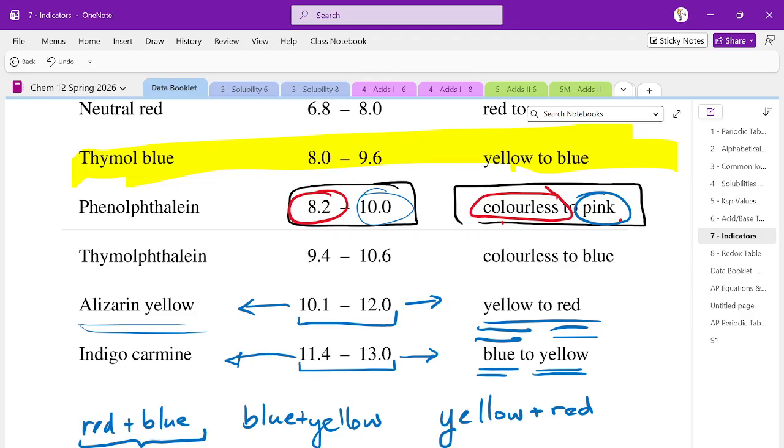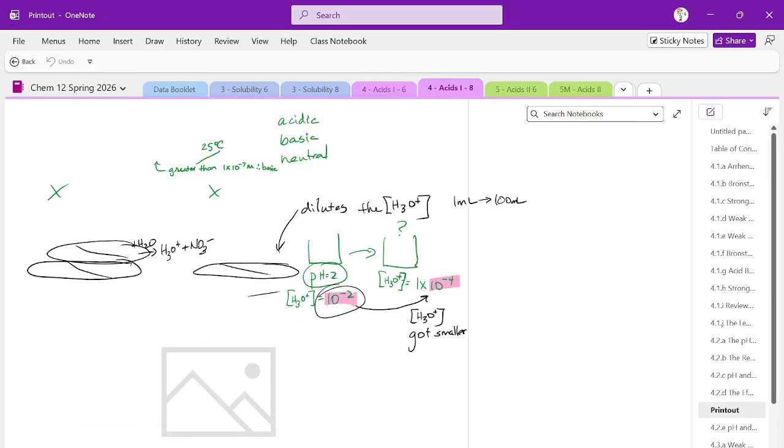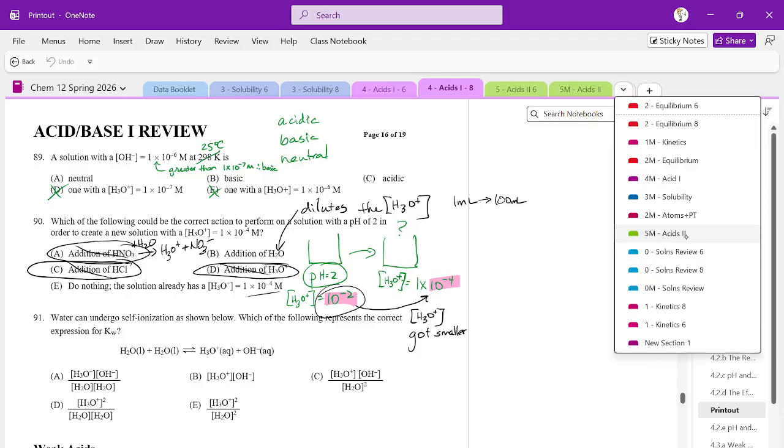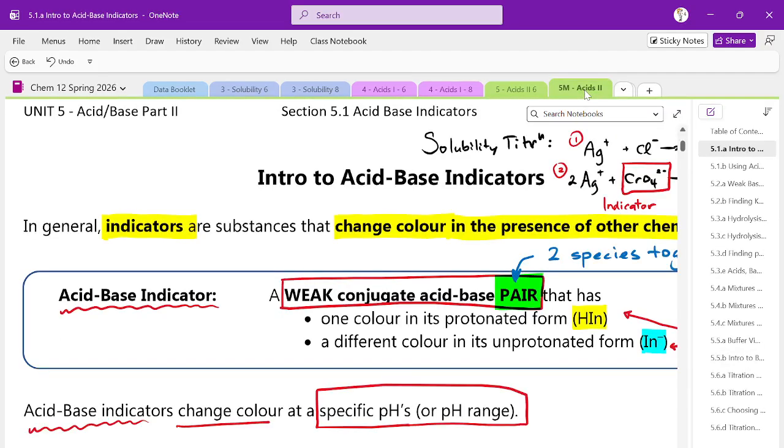Okay. So let's go back then here. What on earth is happening? Oh, that's the wrong one. That's acid-base 1. I don't want that. I want Acids 2. What is happening? Where did it go? So, hold on. Okay, let's try this one. Yeah, there we go. Okay.